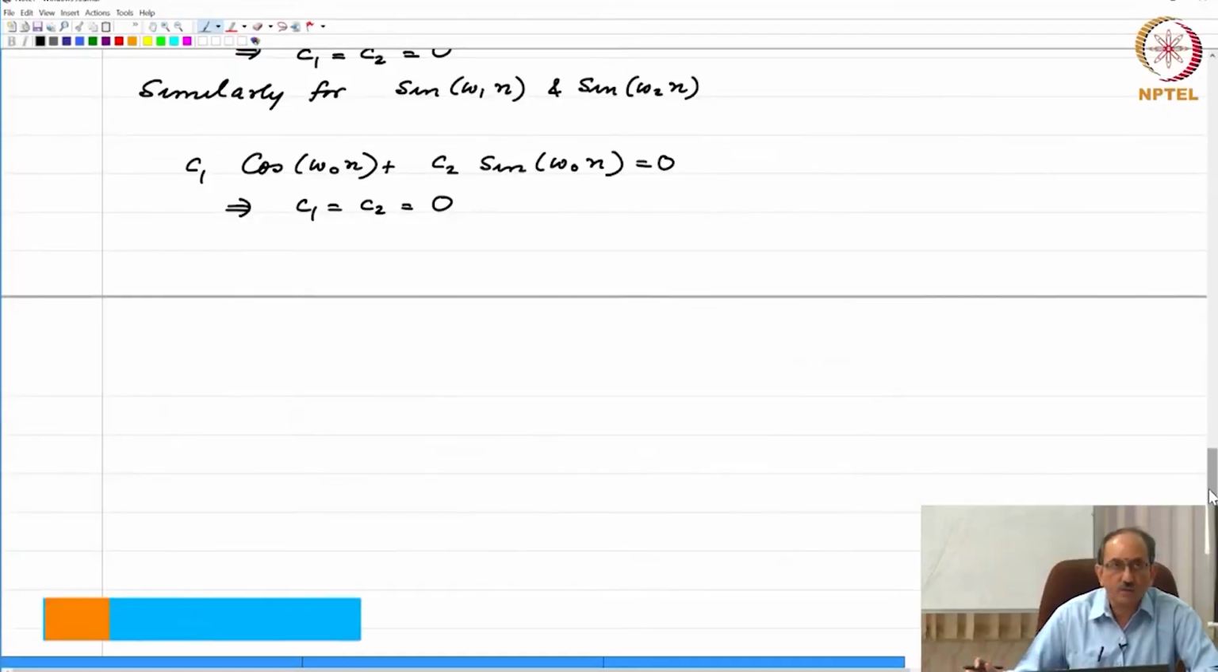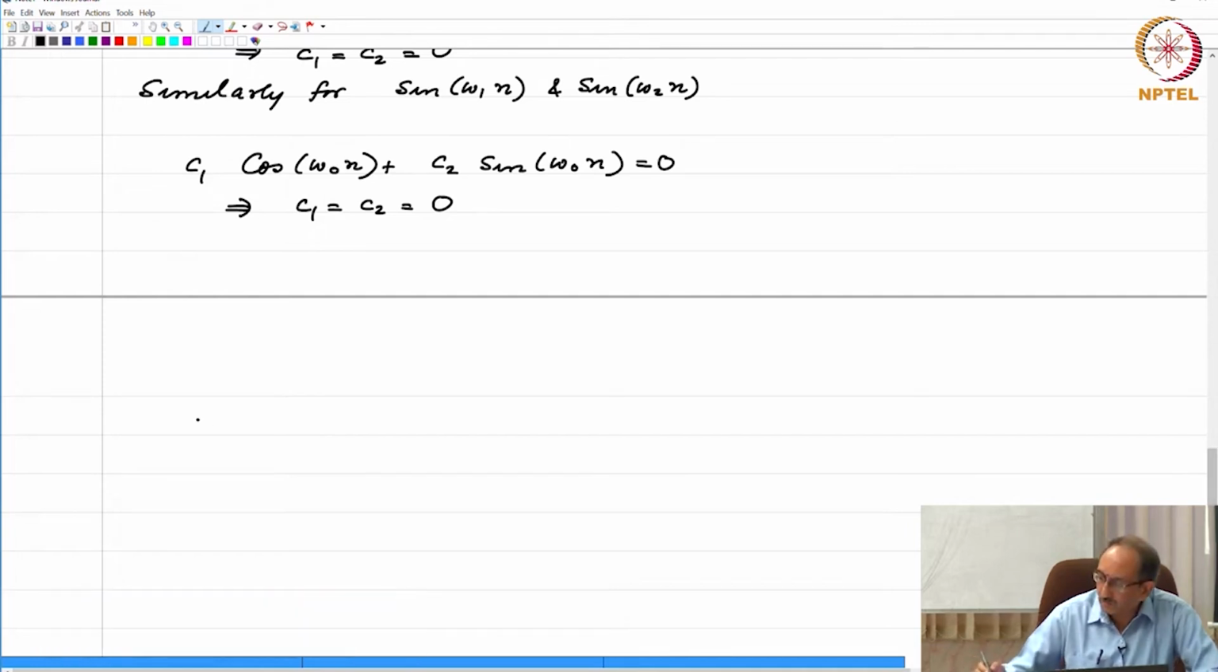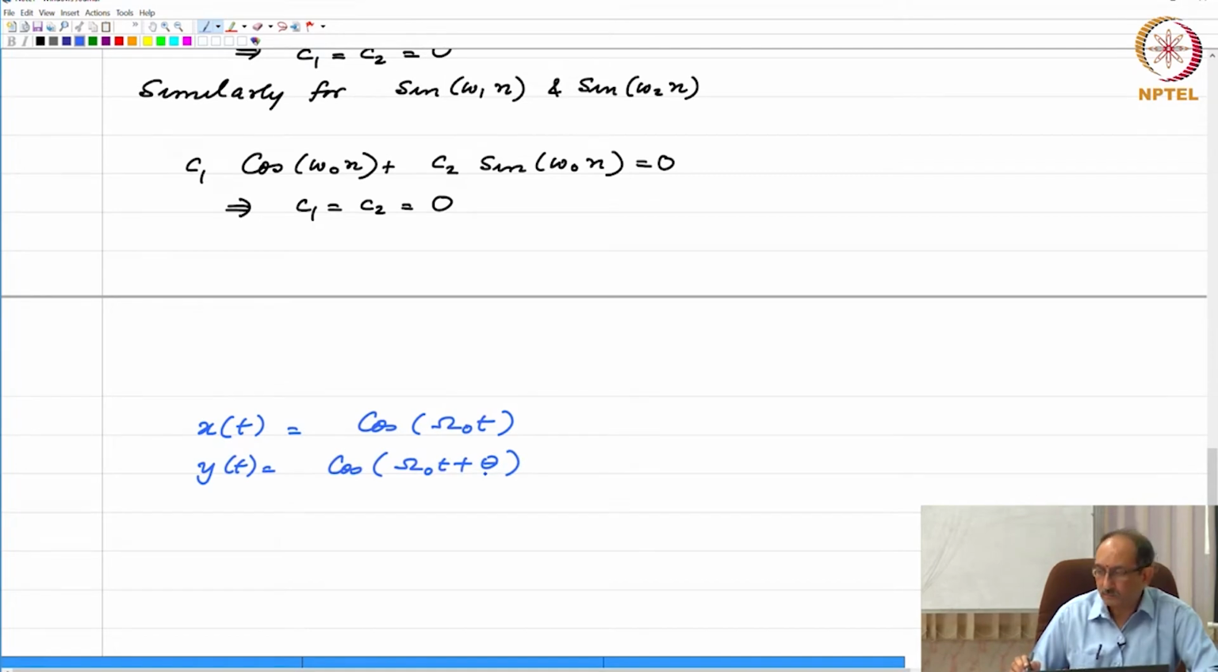In terms of sinusoids, let us compare another aspect of continuous time and discrete time sinusoids and see where they are similar and different. Suppose I have x of t to be cos omega naught t, and then I have y of t which is cos omega naught t plus theta. So this is a sinusoid that is a phase shift of the previous case.